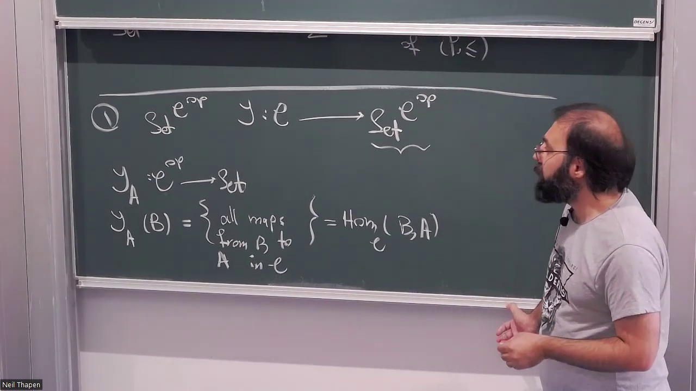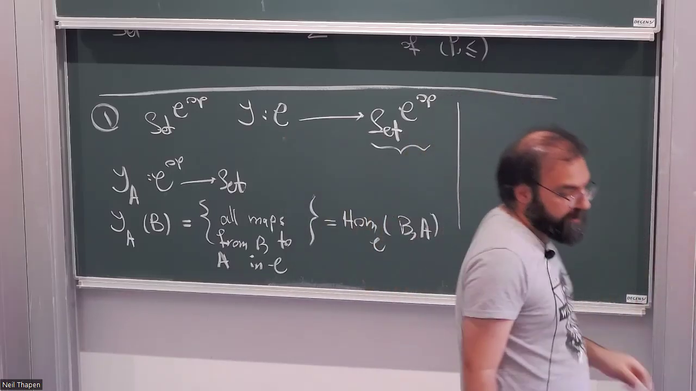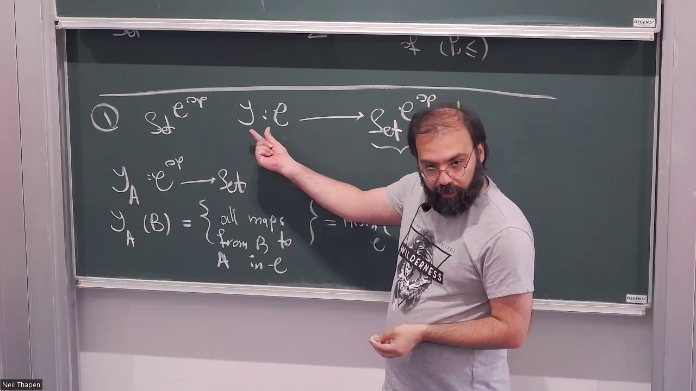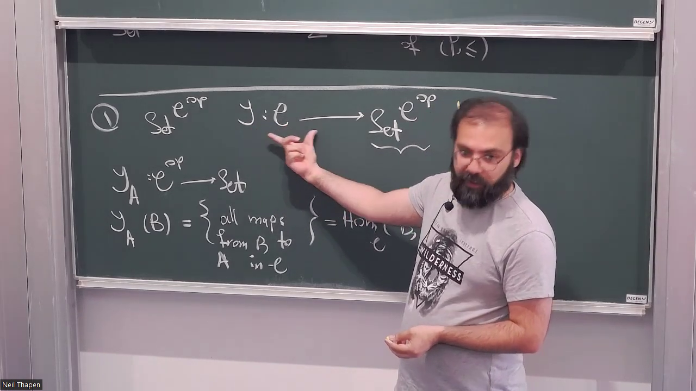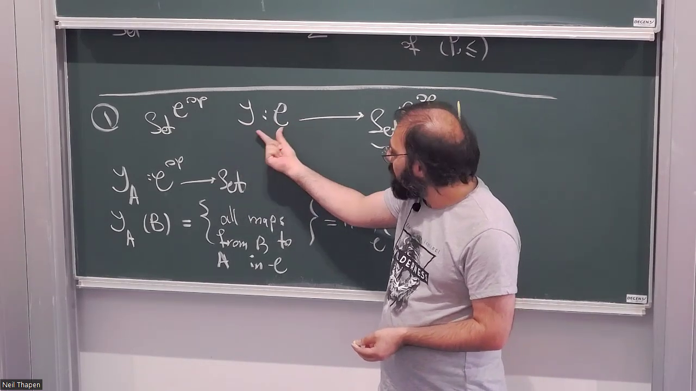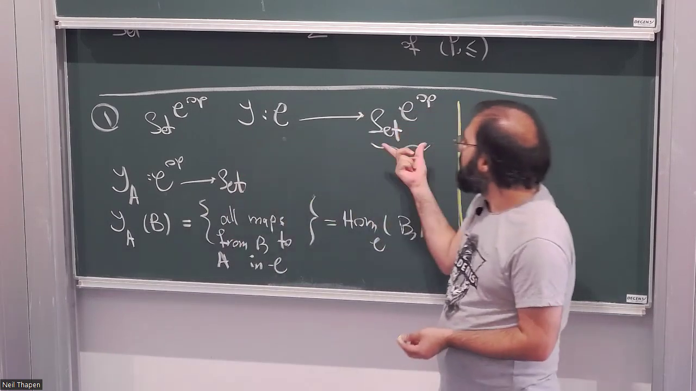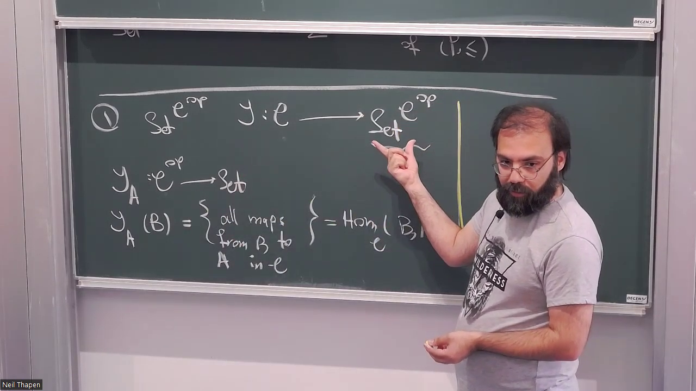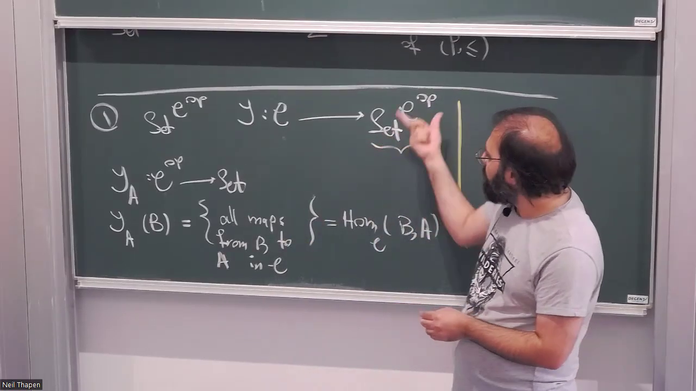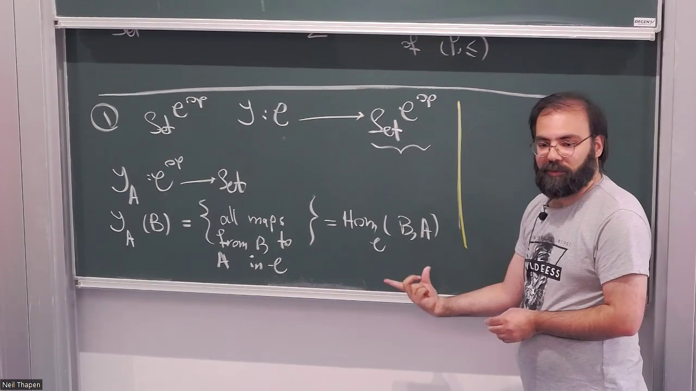I'm defining Y. So on objects, I have to define Y. What is the definition? I'm saying that YA is an object here, right? This is just Y of A. Therefore, it should be a functor. And this is the functor. We saw this guy before.